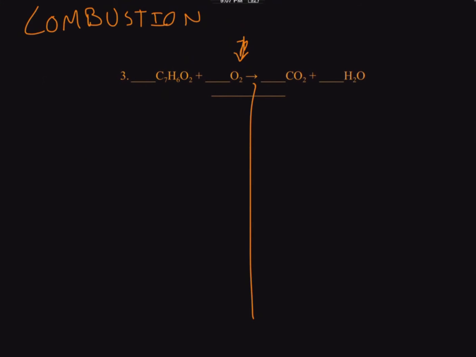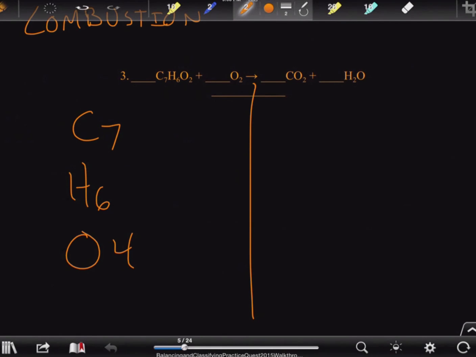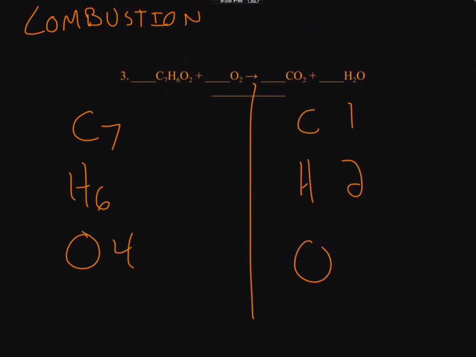So let's count this up. We've got 7 carbons, 6 hydrogens, and a total of 4 oxygens, because there's 2 in the first thing and 2 in the second thing, the O2. And then on the other side, I've got just 1 carbon, 2 hydrogens, and 3 oxygens. The first thing I would try is obviously to put the 7 in front of the carbon. That makes that 7. It also makes this, 7 times O2 is 14 plus 1 more, that'd be 15 oxygens. I still have 2 hydrogens here, I haven't changed that yet.